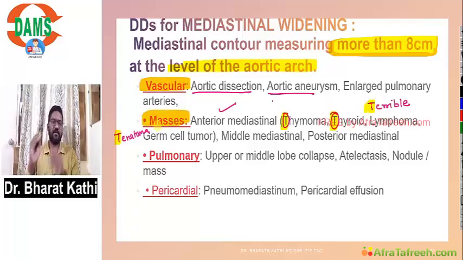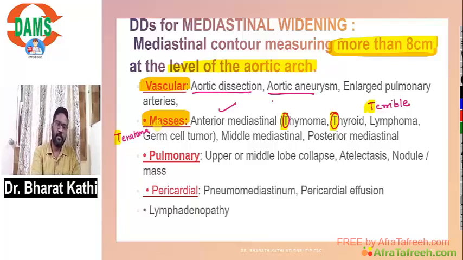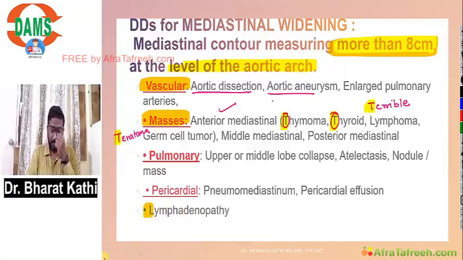So when there is mediastinal widening, if they ask you for differential diagnosis, at least say aortic dissection, aortic aneurysm, enlarged pulmonary artery. Anterior mediastinal masses, middle mediastinal lymph node enlargement, posterior mediastinal any neurogenic cyst. At least the vascular and masses component you should be able to answer. Then lymphadenopathy, as I told you, any lymphadenopathy, hilar lymphadenopathy, paratracheal lymphadenopathy will all cause mediastinal widening.